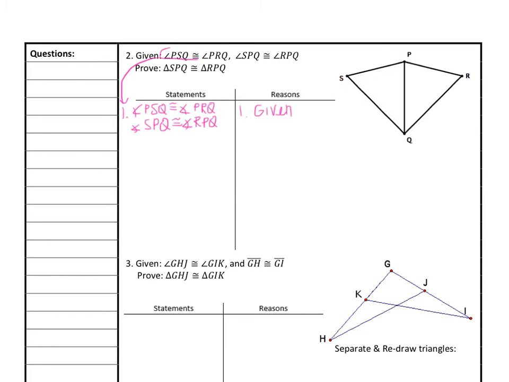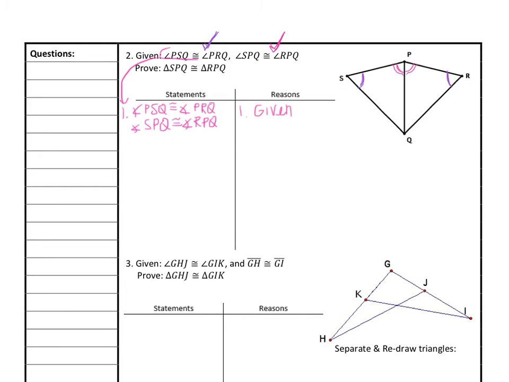So now we have to go through, mark up our picture, and then check off what we've used. So angle PSQ, we're looking at S, because it's in the middle, and PRQ, focusing on R, marking them congruent, and then checking it off. Then the next one says SPQ, so S to P to Q, that's up here, 2 arc marks this time to show that it's different. And RPQ, that's the other side, and a check mark to show that I've done it.